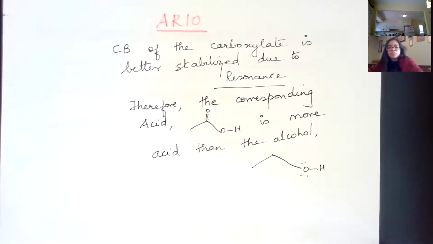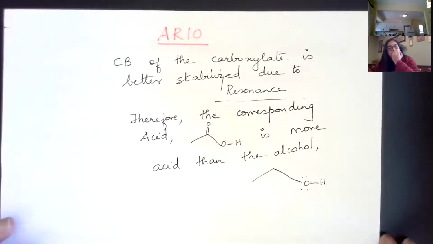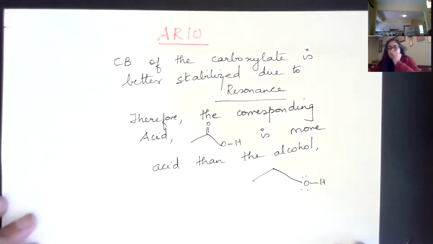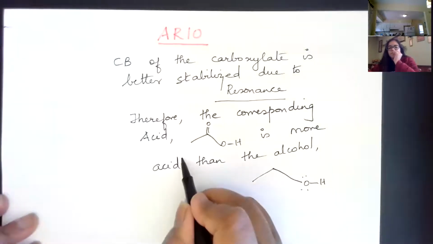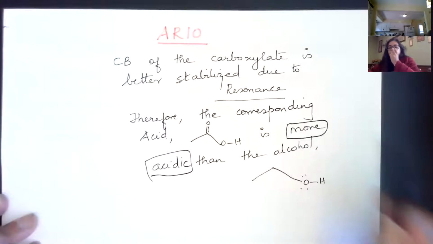Okay, this should be in the previous one as well. So the conjugate base of the carboxylate is better stabilized due to resonance, right? So this is more acidic than the alcohol, okay?